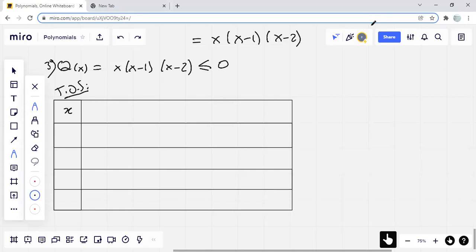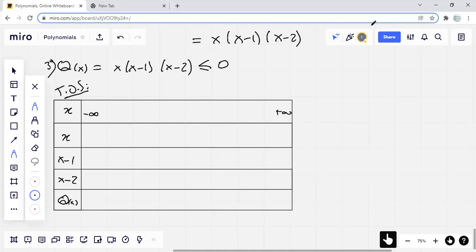First, x goes from -infinity to +infinity. All the real numbers, from the smallest one to the largest possible one. And here in these boxes, we put the factors of Q of X. And we have x, we have x minus 1, and we have x minus 2. And in the last row, we will have Q of X.